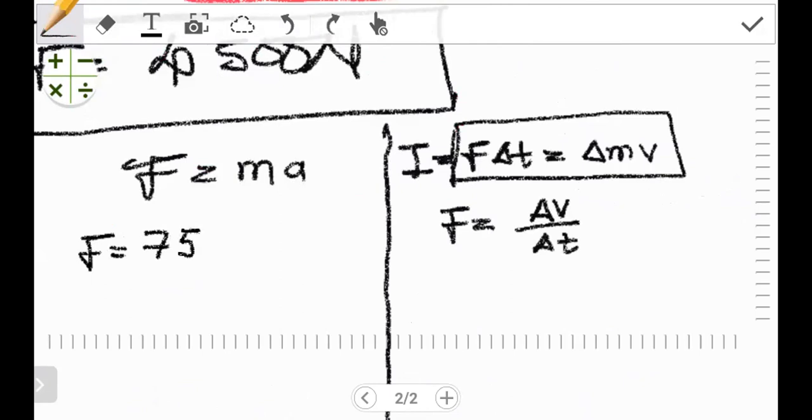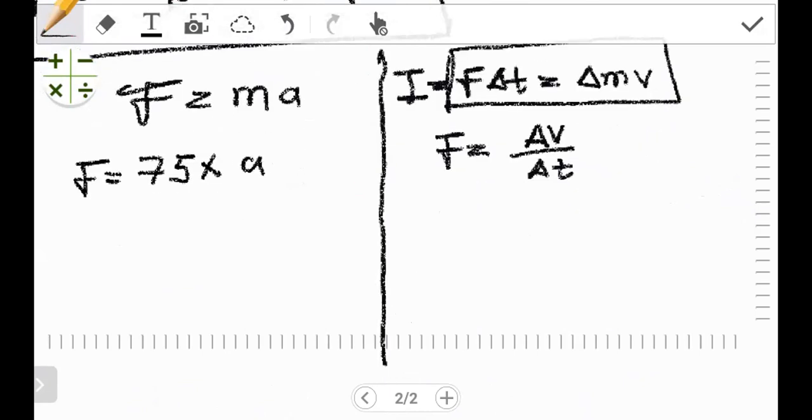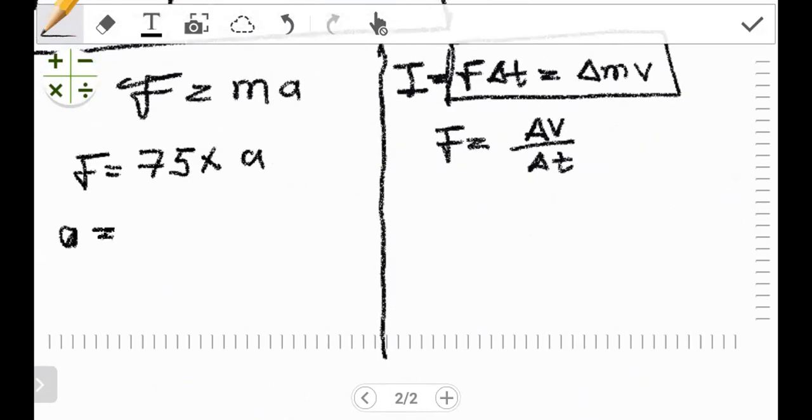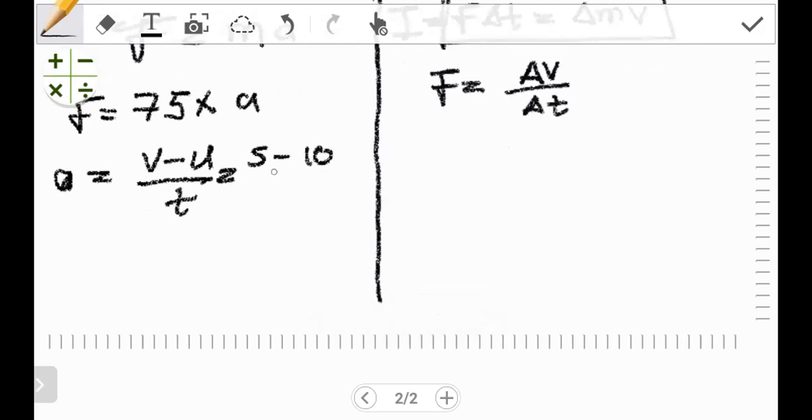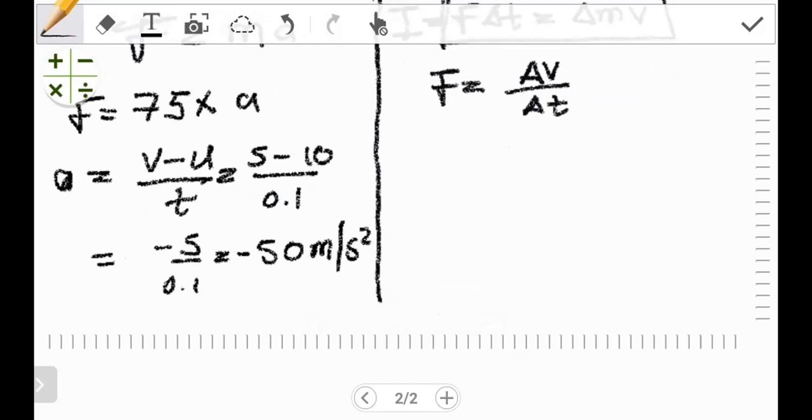That's 75 kg, multiplying the acceleration. What is acceleration? The formula is final velocity minus initial velocity over t. If we work it out, final velocity is 5, initial velocity is 10, time taken is 0.1. So that's minus 5 over 0.1, which gives us minus 50 meters per second squared as our acceleration.